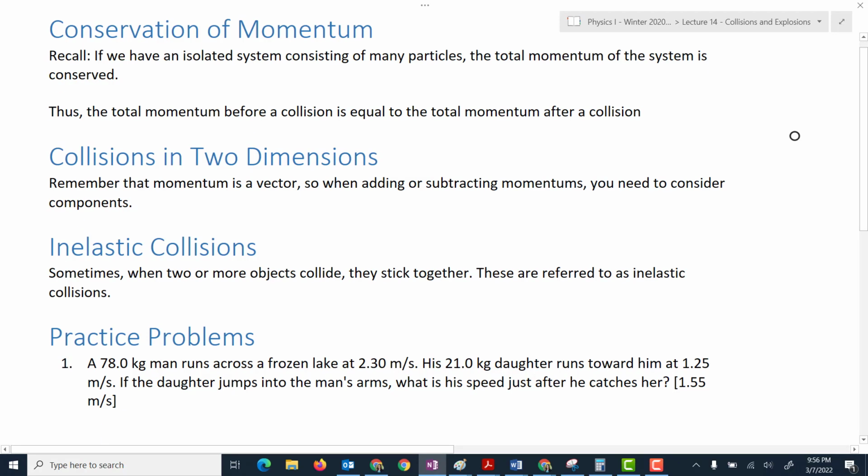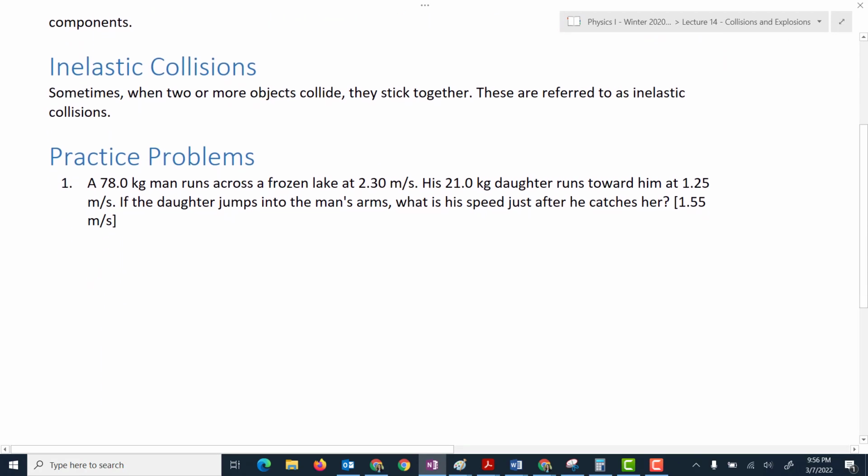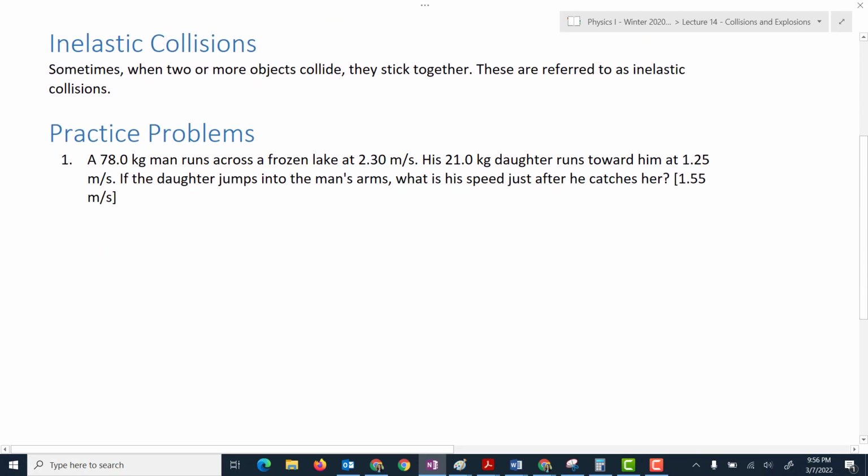I also wanted to bring to your attention this term called inelastic collisions. Sometimes you're going to see in a question that when 2 or more objects collide, they're sticking together. The question will tell you they collide and they stick together. This is called inelastic collisions, and we'll see how we can treat those scenarios as well.